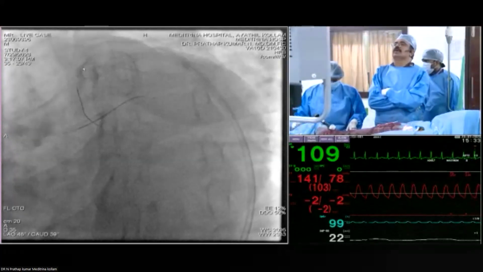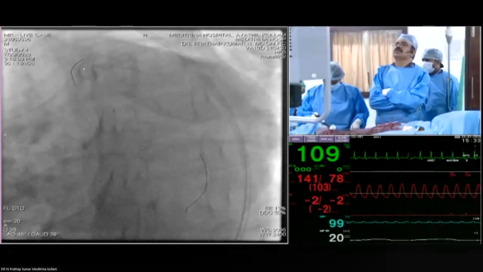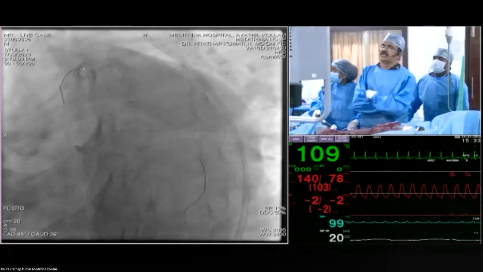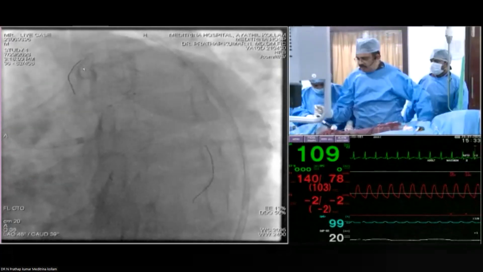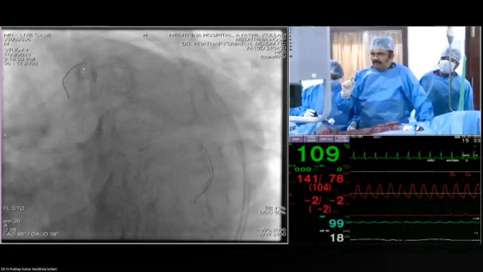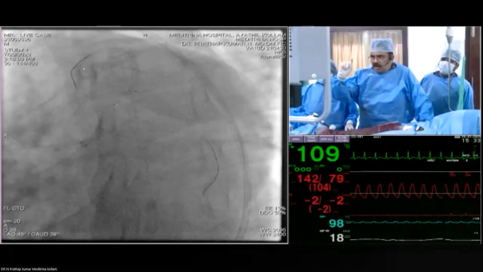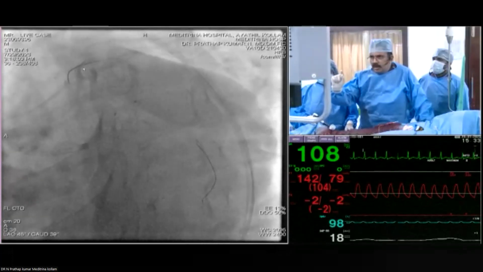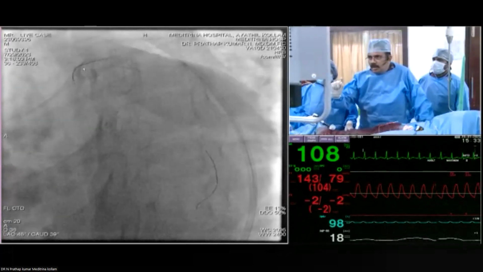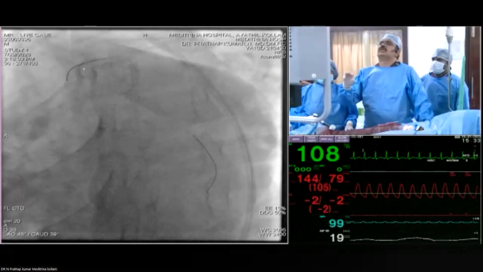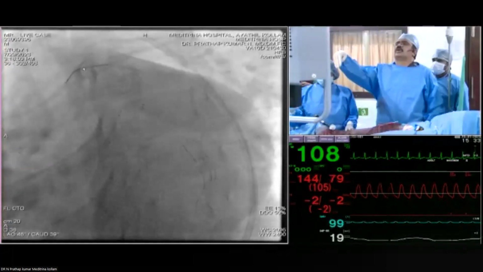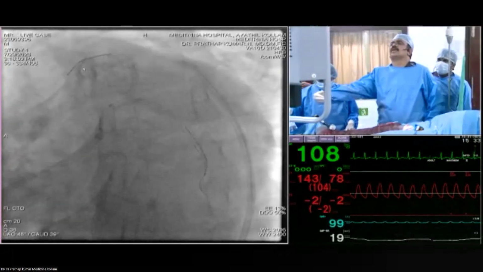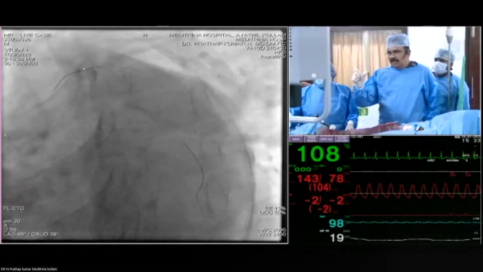Next, we took a balloon, the same balloon I used for the pre-dilatation. That is a 3.5 millimeter balloon, not even 2.5. I just kept the balloon there, took it to the ostium and dilated. I pushed the balloon a little more, just went into the ostium, then pushed again. Now the balloon is actually dilated in the proximal part.